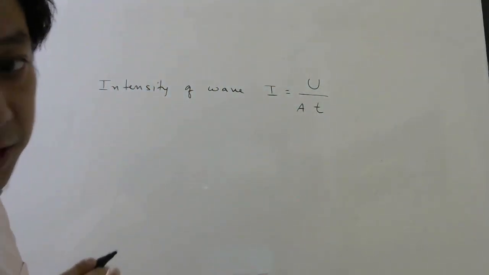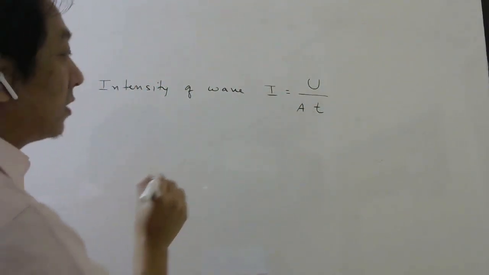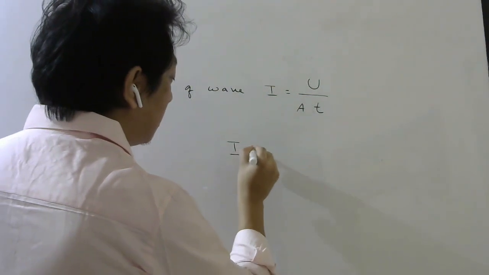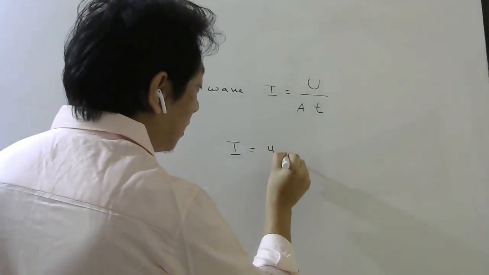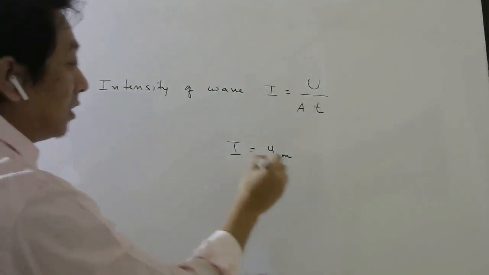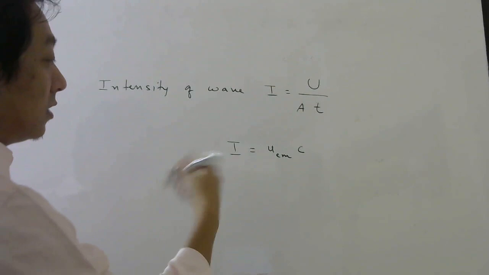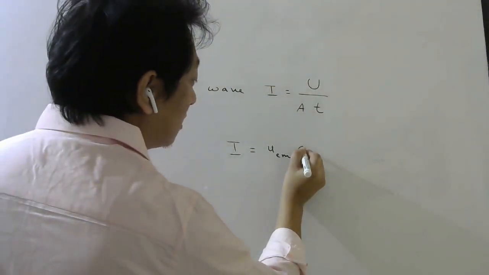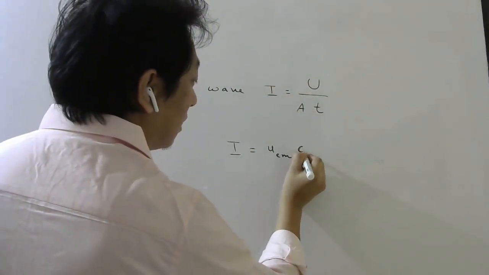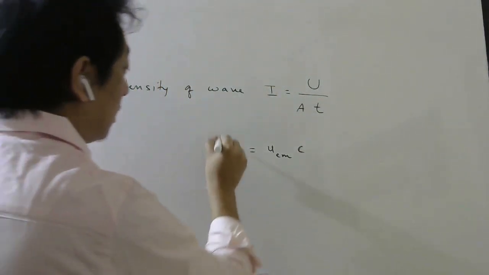That is the definition. Now, if you do the derivation which we have done in our regular classes, you will find intensity is equal to energy density, because we are writing for EM waves, times the speed of the wave. Since it is light, we are writing c. Electromagnetic waves travel with the speed of light. So this is the formula for intensity.